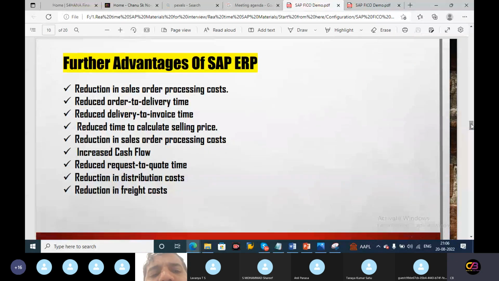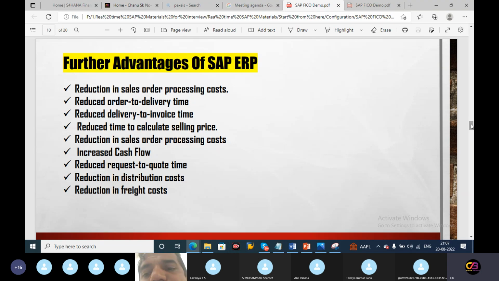For any software, the main intention should be to reduce your cost and save time. Whatever I have mentioned here, like increased cash flows, reduction in sales order time, reduced time to calculate selling price, reduced delivery and invoice time, and reduced order to delivery time, many advantages are mentioned here. But ultimately, this SAP software can save your time and reduce your cost.